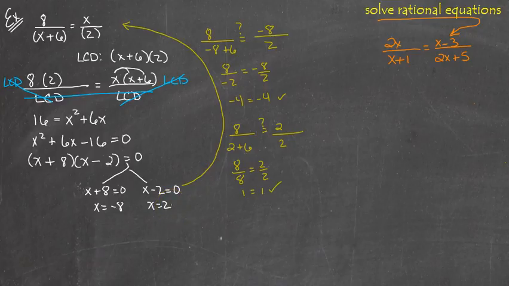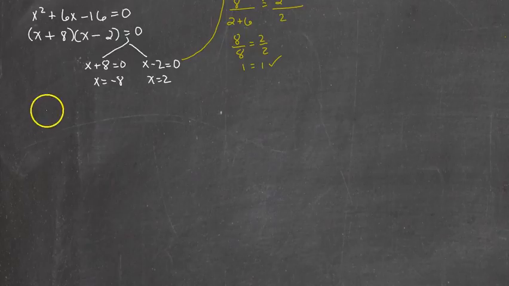You have to check, because sometimes you'll get an answer that's perfectly fine in the whole quadratic that you've solved, but it's not fine in the original problem. So you have to check these answers. If you get an answer that doesn't work, it's called an extraneous solution. Let's do another one.